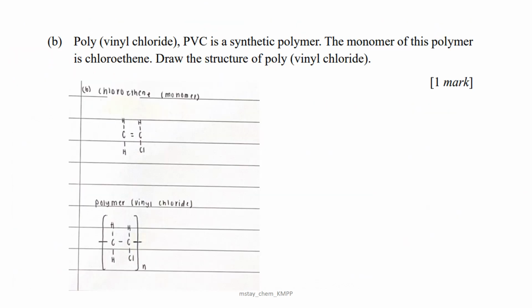Okay, let's proceed to question B. They give us that PVC is a synthetic polymer, and the monomer of this is chloroethene. So you will be able to write the structure of chloroethene. But then the question asks us to draw the structure of polyvinyl chloride, PVC, which means they ask you to draw the structure of the polymer.